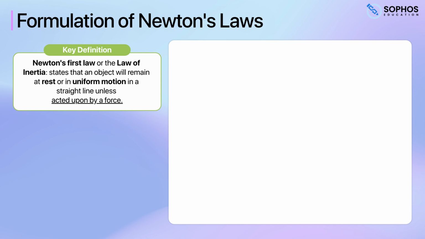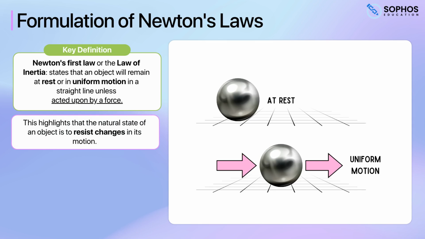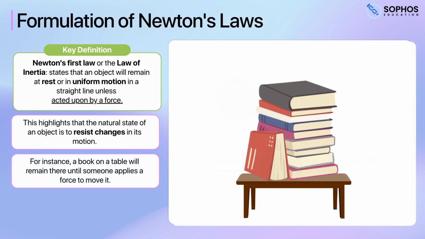Newton's first law, often referred to as the law of inertia, states that an object will remain at rest or in uniform motion in a straight line unless acted upon by a force. This law helps us understand that the natural state of an object is to resist changes in its motion. For instance, a book on a table will remain there until someone applies a force to move it.